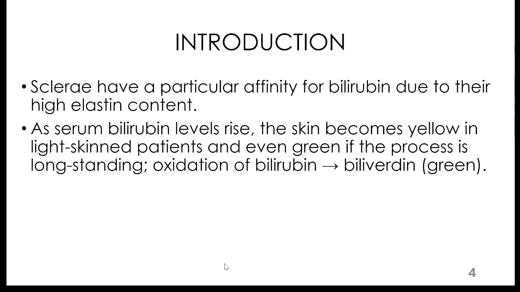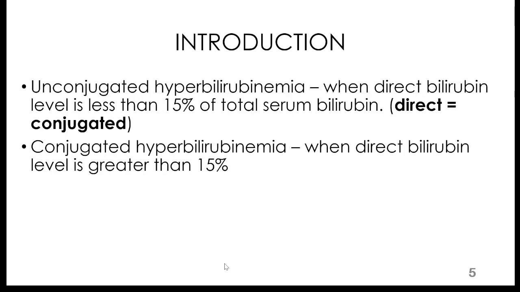And you should note that the sclera have a particular affinity for bilirubin due to their high elastin content. The protein elastin has a high avidity for bilirubin. Okay, and the oxidation of bilirubin leads to formation of biliverdin, which is a greenish colored pigment, as opposed to bilirubin, which is yellowish in color.